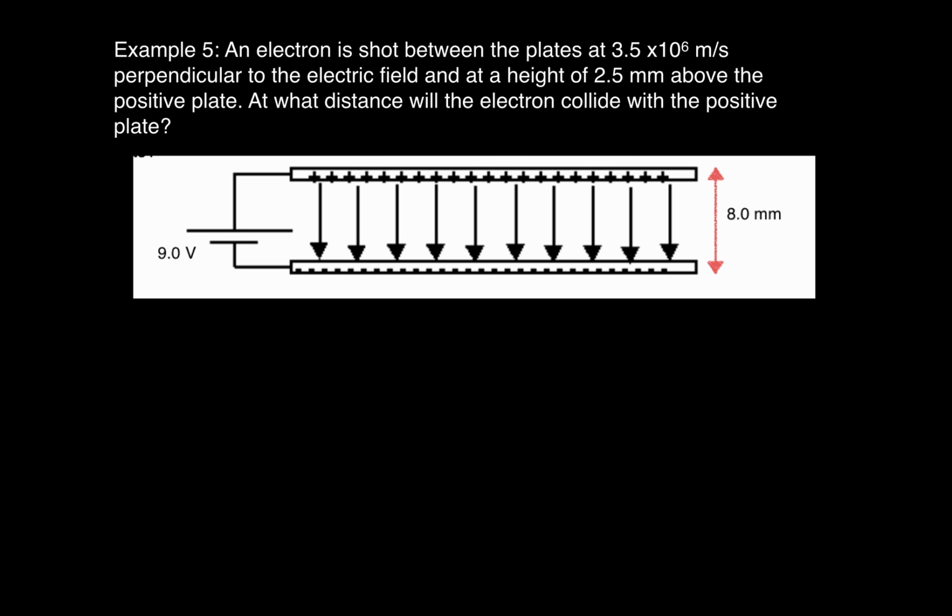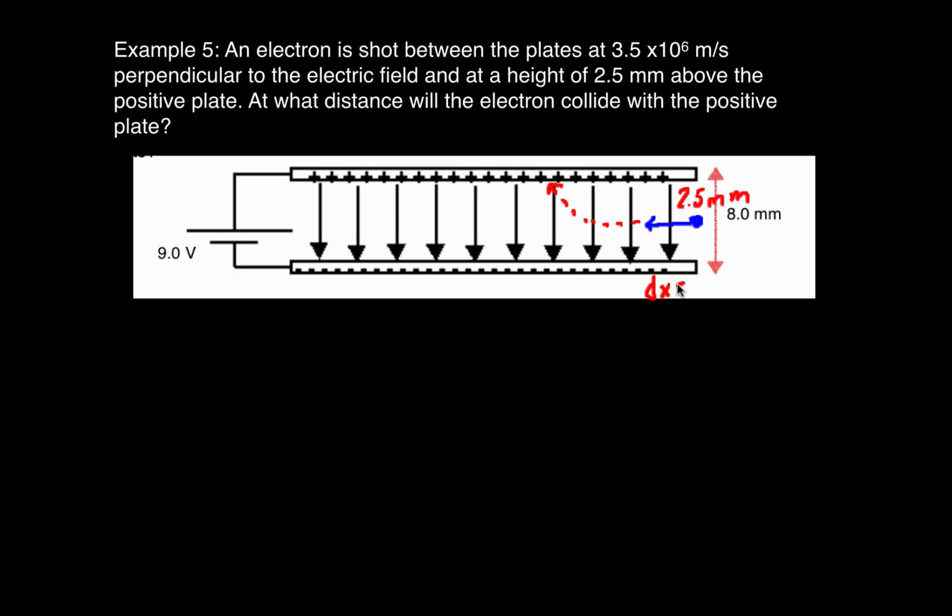In example 5, we have a parallel plate system where the plate separation distance is 8 millimeters and the battery voltage is 9 volts. An electron is shot between the plates at 3.5 times 10 to the 6 meters per second, perpendicular to the electric field, and at a height that is 2.5 millimeters above the positive plate. We know that when an electron or a negative charge is shot perpendicular to the field, it will follow a parabolic trajectory and collide with the positive plate. At what distance will the electron collide with the positive plate?